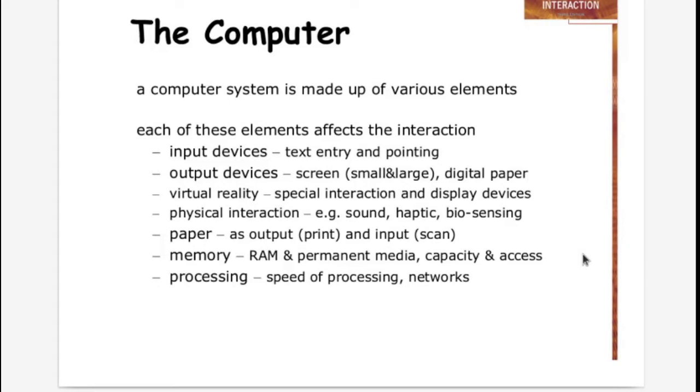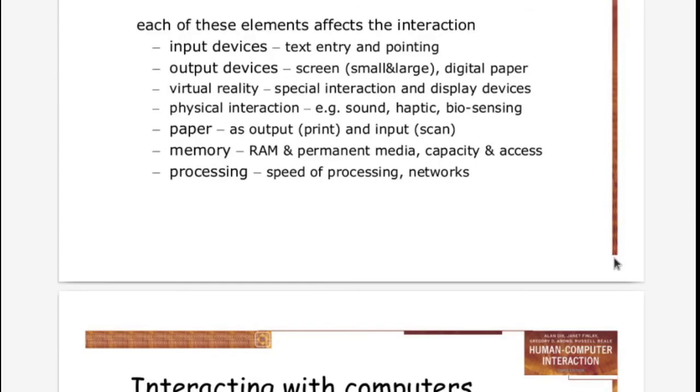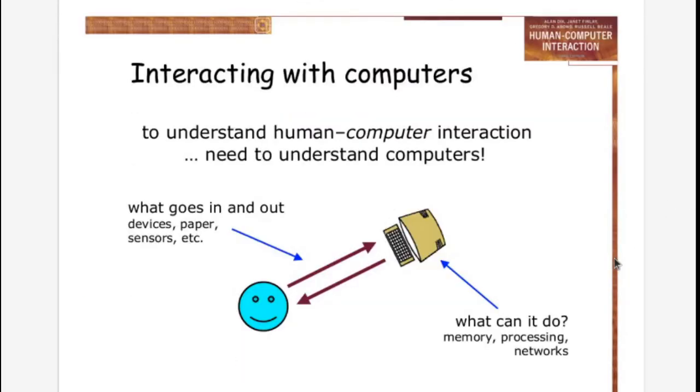After that, we will look at memories and processing of the documents. So, interacting with the computers. First of all, as we said last time, in order to understand human-computer interaction, we should first of all understand the human itself and then the computer itself. And after that, we can talk about the whole human-computer interaction.